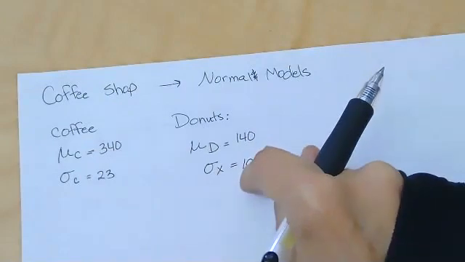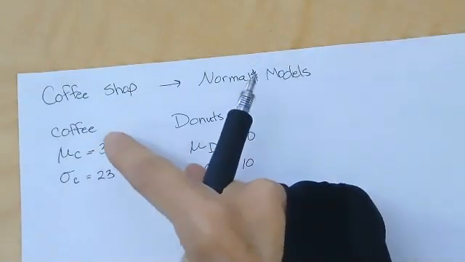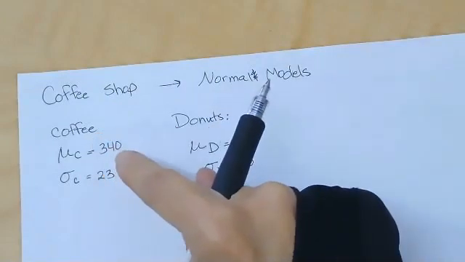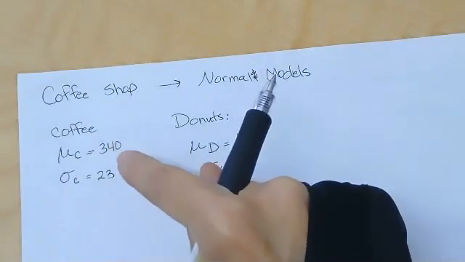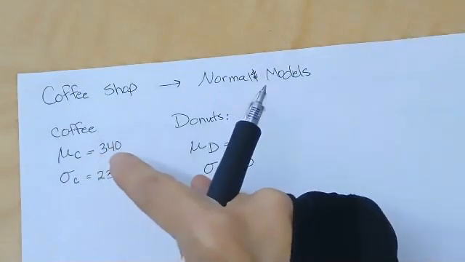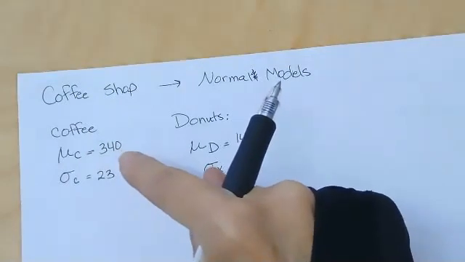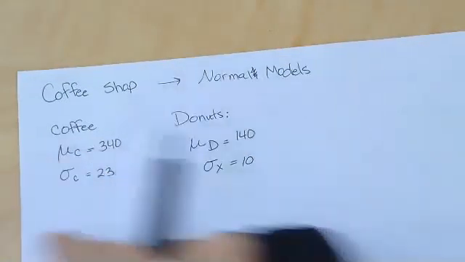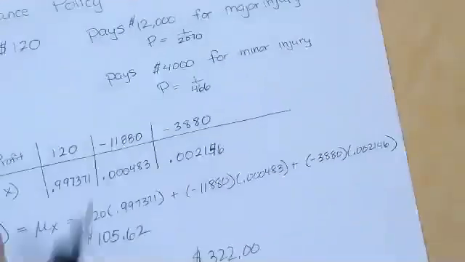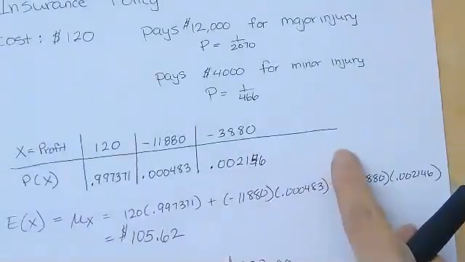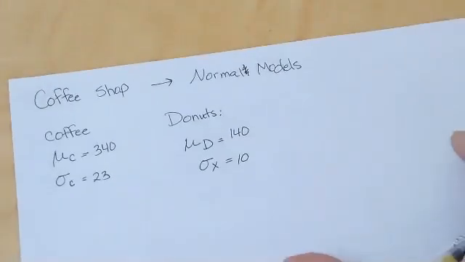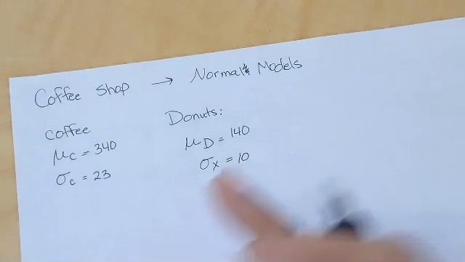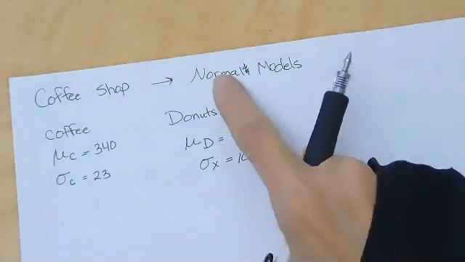Technically, these are discrete because you don't really have an infinite number of choices for the number of cups of coffee. You can't sell 340.3 cups of coffee, but there are so many choices here. We would not want to do a table like this for all the different numbers of cups of coffee they could sell. So even though it's technically discrete, we are going to model this with a continuous random variable using a normal model.